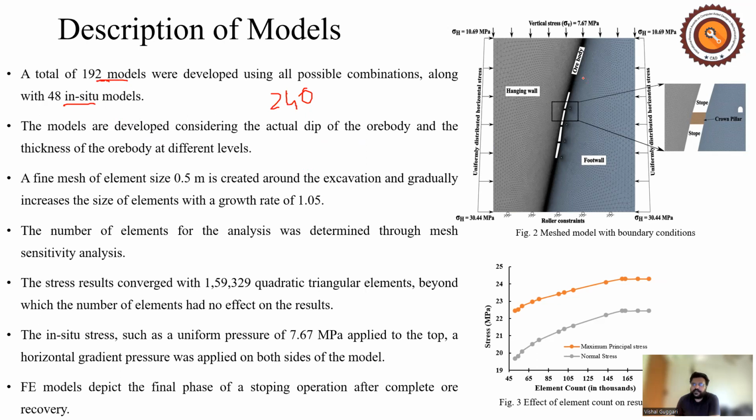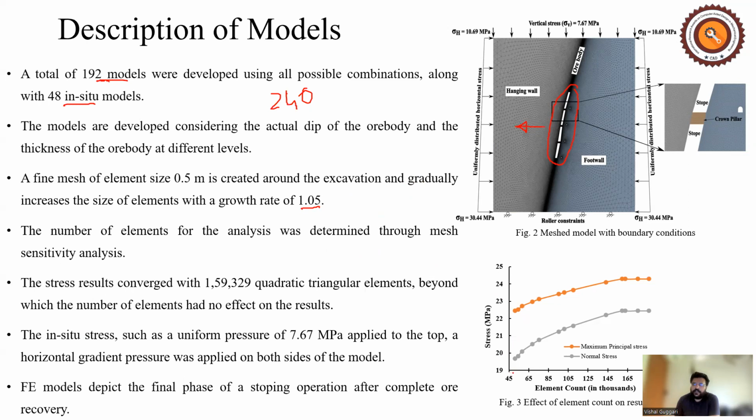A fine mesh has been generated near the area of interest, which you can see in the figure, and a coarser mesh has been generated away from the area of interest at a growth rate of 1.05 in order to reduce the computational time. The number of elements is also very important because it is directly proportional to the accuracy of the results. So in order to find the optimum number of elements, we have conducted a mesh sensitivity analysis.